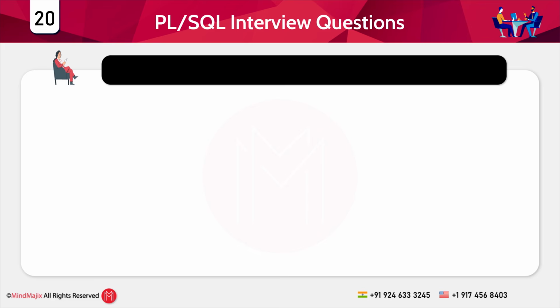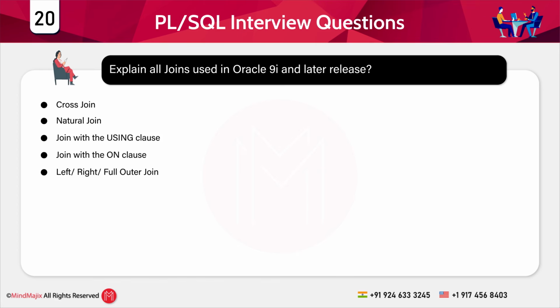The next question is, explain all joins used in Oracle 9i and later versions. So here you have cross joins, natural joins, join with the using clause, join with the on clause, and left, right, and full outer join. If you talk about cross join, the cross join clause produces the cross product of two tables. This is the same as the Cartesian product between two tables. And natural joins are used to join two tables automatically based on the columns which have matching data types and names. Here you use the keyword natural join. This particular join is same as the equi-join.